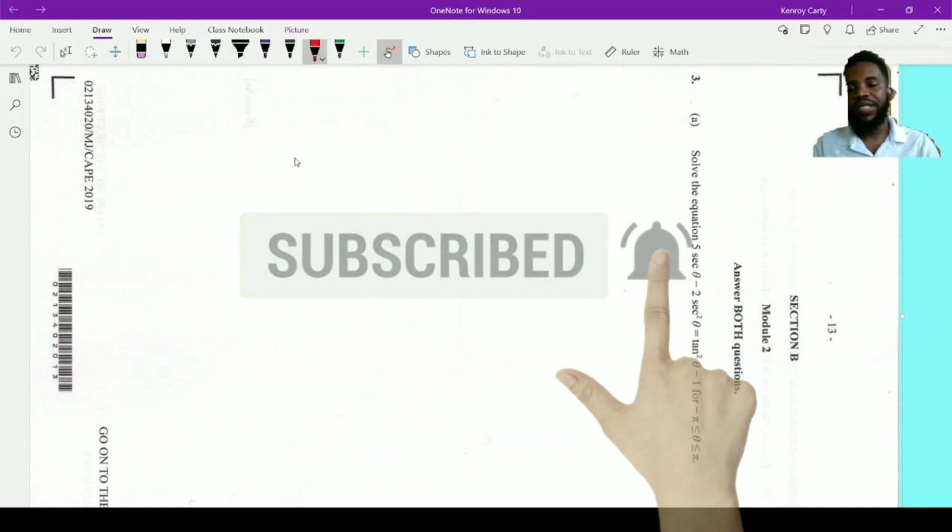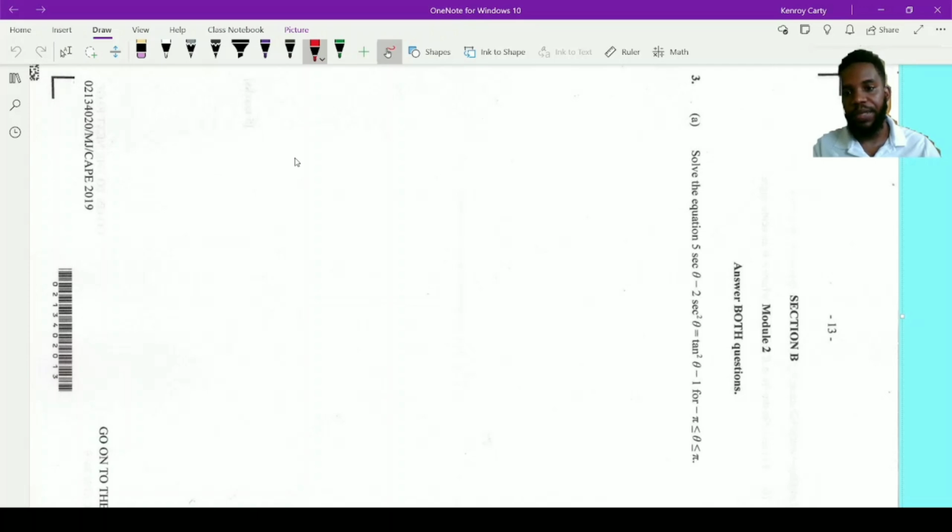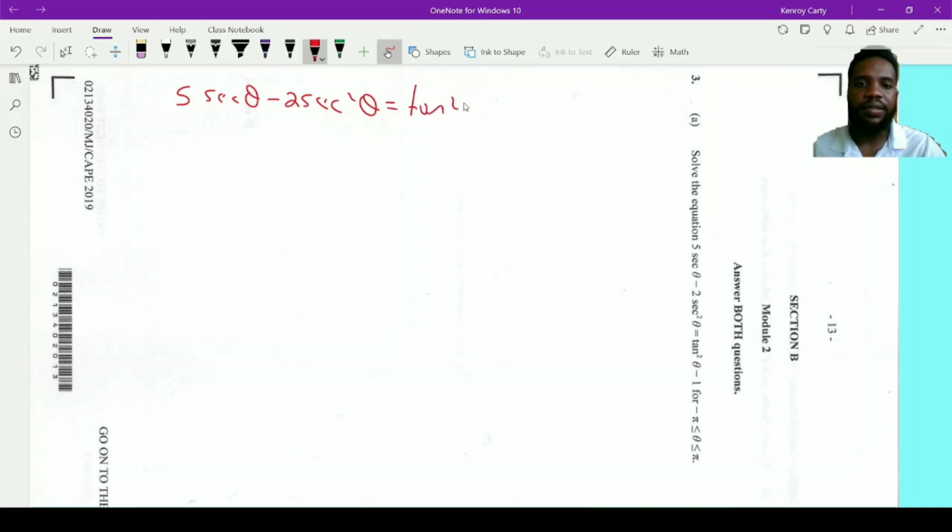Today we're going to be looking at question 3 on the 2019 CXC CAPE Pure Mathematics past paper 2. Now this paper is turned sideways, so I'm going to rewrite the question so we can clearly see it. It says 5 sec theta minus 2 sec squared theta is equal to tan squared theta minus 1. We're supposed to solve the equation where theta is greater than or equal to minus pi, but less than or equal to positive pi. Alright, let's get right into it.